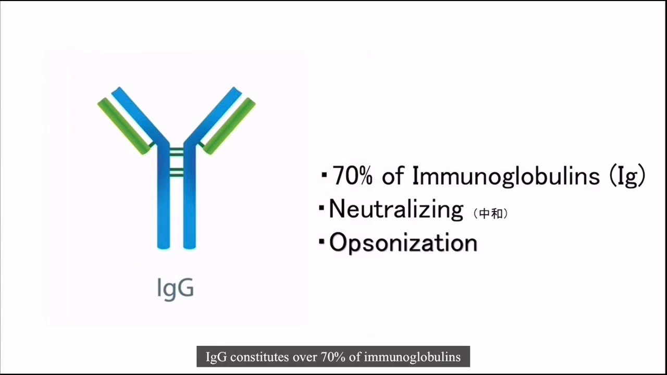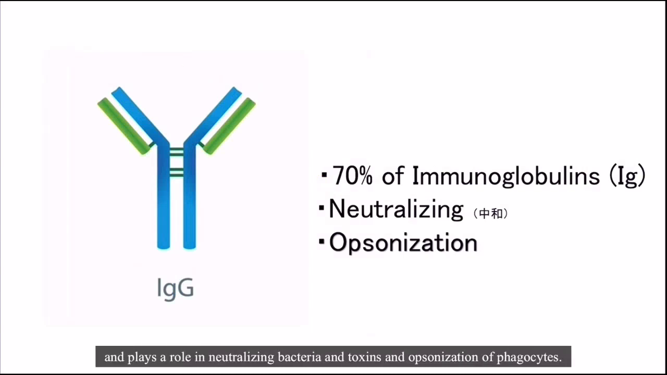IgG constitutes over 70% of immunoglobulins and plays a role in neutralizing bacteria and toxins and in opsonization of phagocytes.